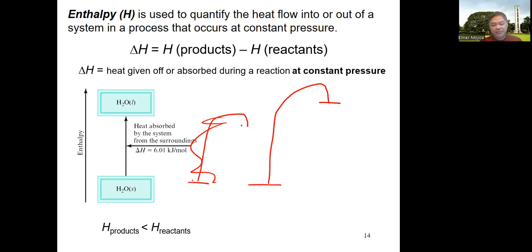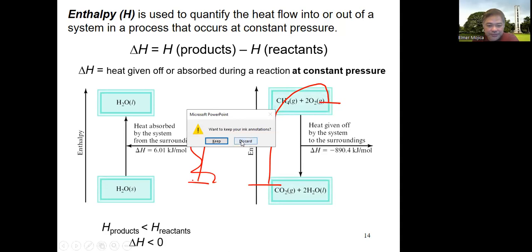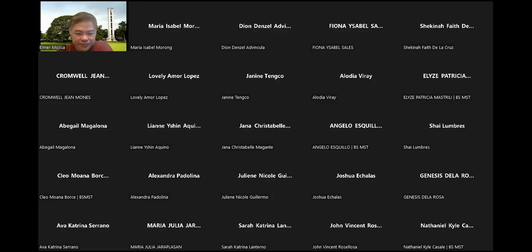So here, as you could see, the delta H of the products is lower than the delta H of the reactant. Compared, oh, I made a mistake. Oh shoot. Where is it?